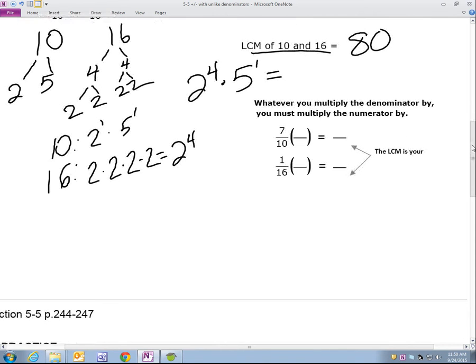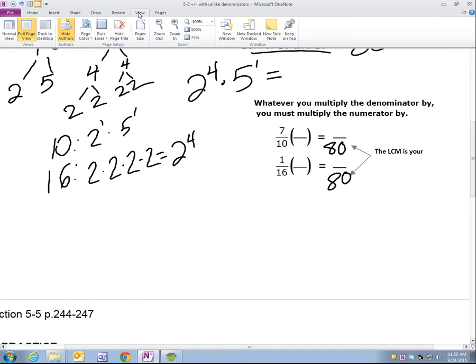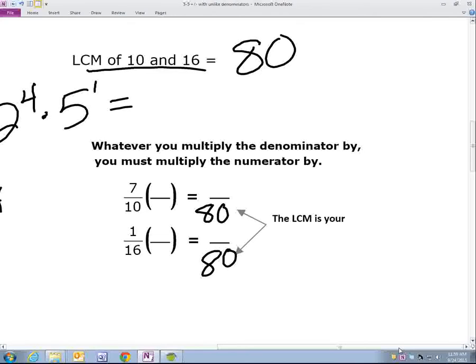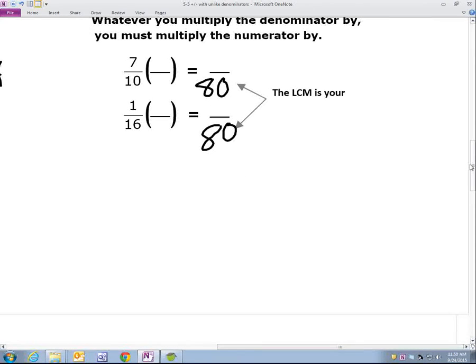Okay, we found that it was 80, so write 80 in there. So we write 80 as being the common denominator, the biggest. What did we multiply 16 by in order to get 80? Emmy? 4. And in order to keep this true, we also have to multiply the numerator by that same number. So we have to multiply the numerator by 4.